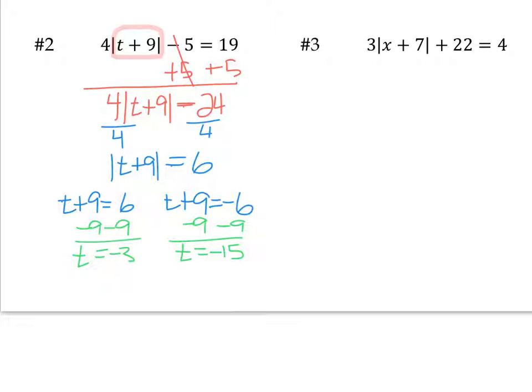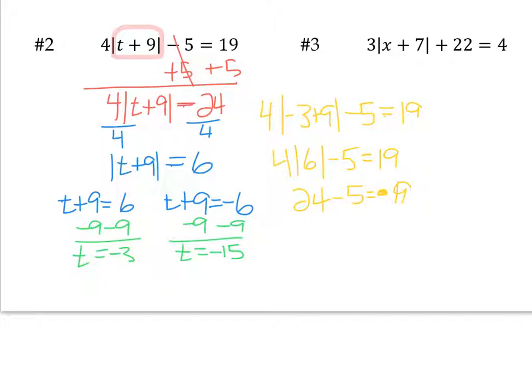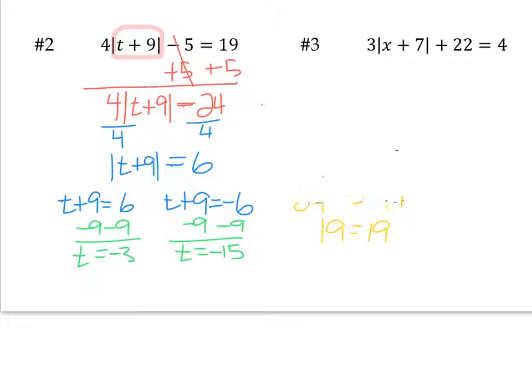If we plug the negative 3 in, we're going to have 4, absolute value of negative 3 plus 9, minus 5 equals 19. So we'll have 4, negative 3 plus 9 is 6, minus 5 equals 19. So that's 24, because the absolute value of 6 is still a positive 6, minus 5 equals 19. Sorry, that little mistake there. Let's clean that up. All right, 19, and we get 19 equals 19. So that in fact works. 19 does equal 19, and so we plug negative 3 in, and it was a correct solution.